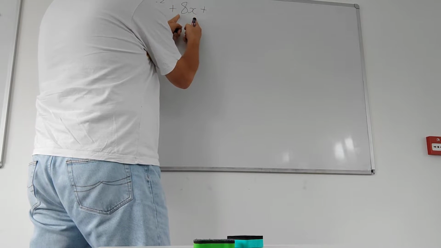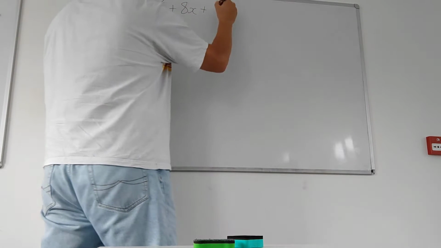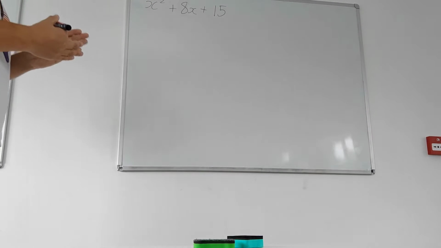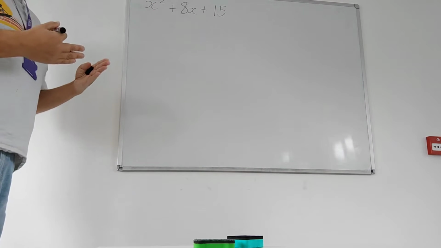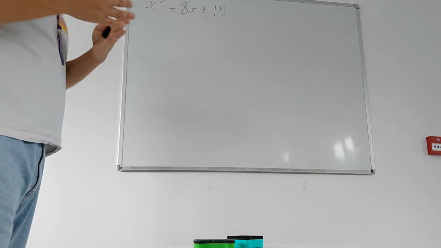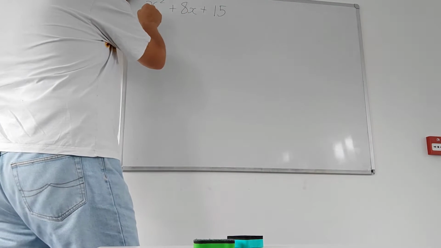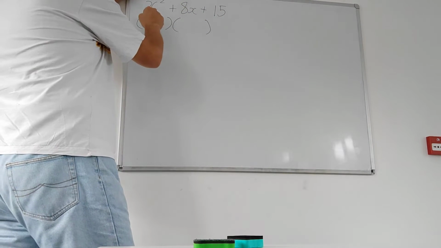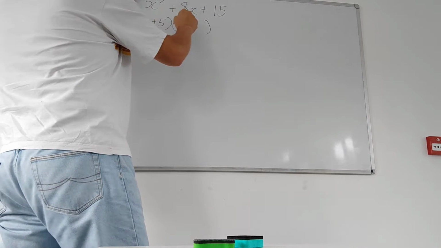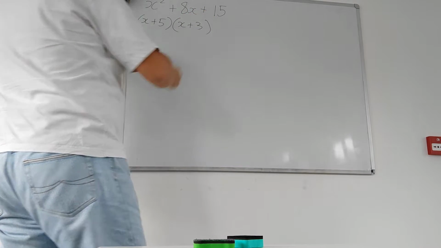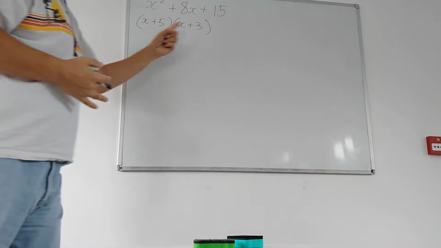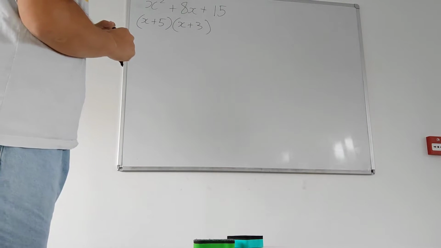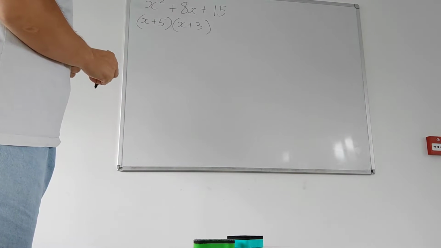Two numbers which add together to make 8, but multiply together to make 15. So I've made it nice and easy, there's no negatives, do practice the harder ones. So when you factorise something that looks like that, in this case, no particular order, 5 times 3 makes 15, 5 plus 3 makes 8. We've factorised it.